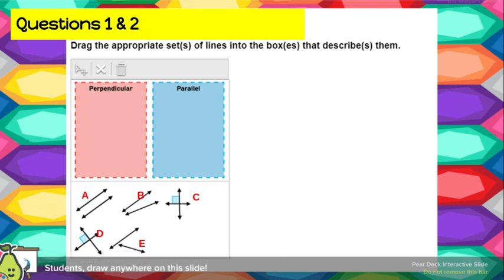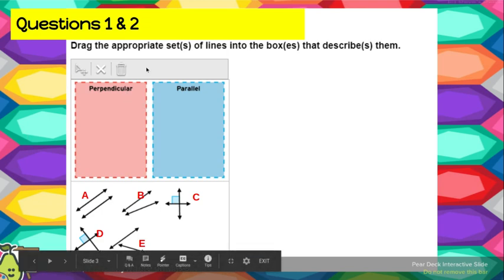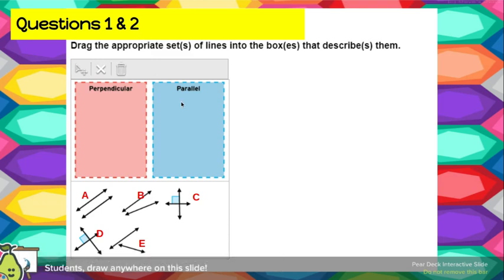I want you to pause your video, find question 1, and tell what sets of lines are perpendicular. Then find question number 2 and tell which sets of lines from this slide are considered parallel. Once you've answered question 1 and question 2, I want you to come back to the video and press play to move on to the next 2 questions.